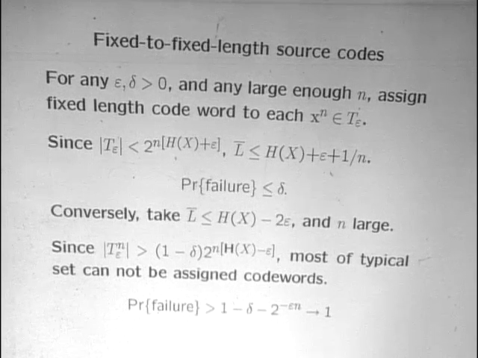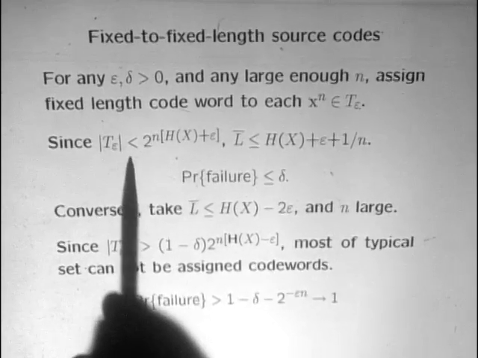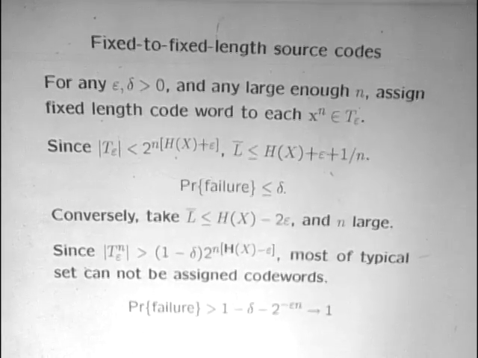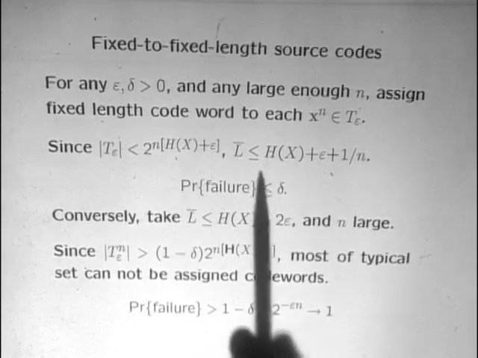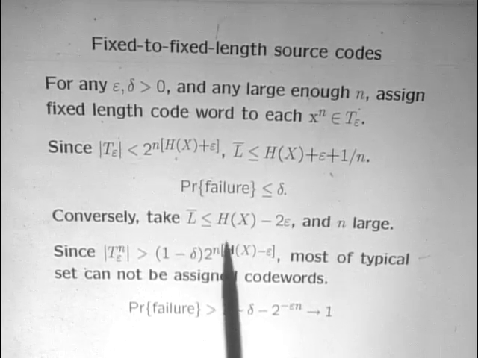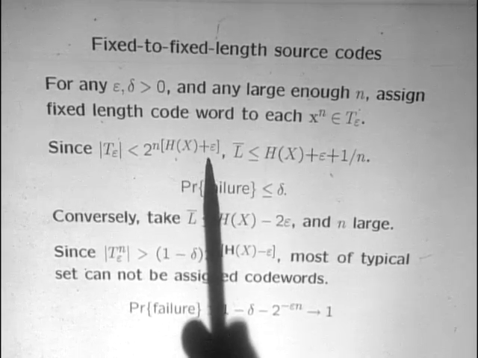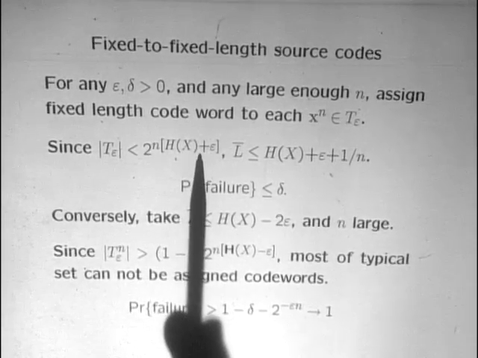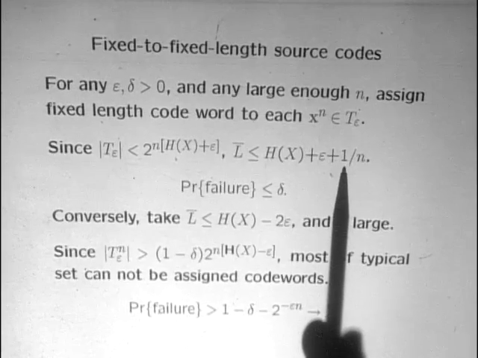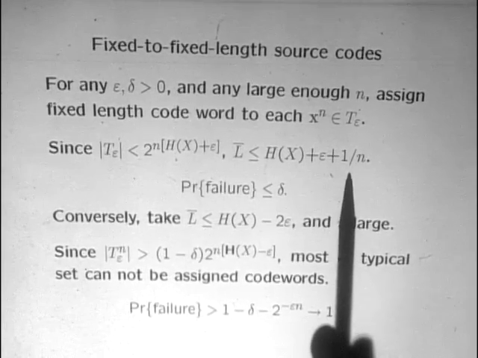So I'm going to assign code words to all of these typical elements. And then what I find is that since the number of elements in the typical set is less than 2 to the n times (H(X) plus epsilon), if I choose L bar, namely the number of bits I'm going to use for encoding these things, it's going to have to be H(X) plus epsilon in length, because I need to provide code words for each of these things. And it needs to be an extra 1 over n because of this integer constraint that we've been dealing with all along, which doesn't make any difference.